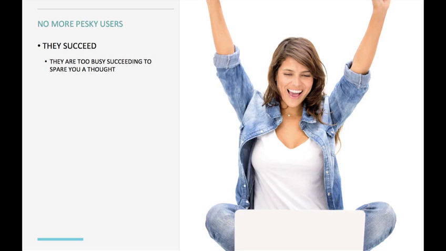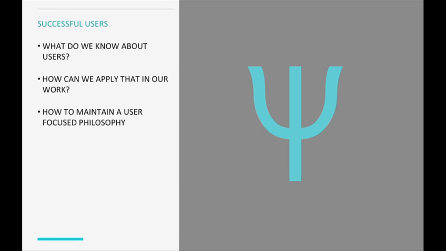The other way that they can disappear is that they succeed. Because a user that is successful is just too busy going about his thing to spare you a second thought. And when they are just busy doing their thing, they are not contacting you or customer support to talk about stuff. They're just doing what they need to do, and that's what I want to emphasize today. So in short, I want to talk a little bit about what we know about users. I want to talk about how we can apply that in our jobs, and then how we can maintain a user-focused philosophy as we are creating our software.